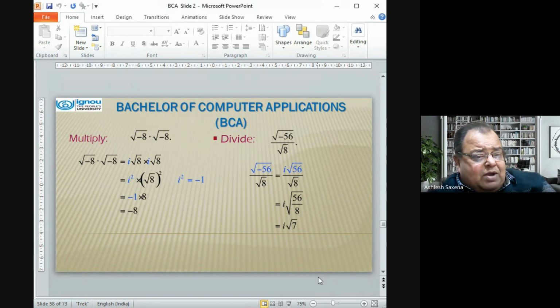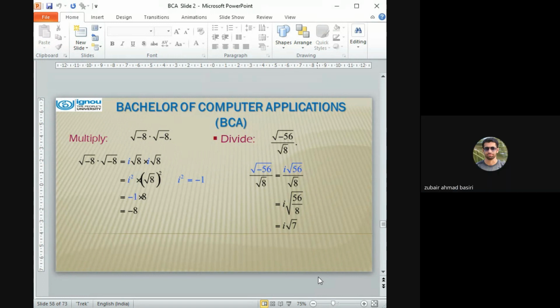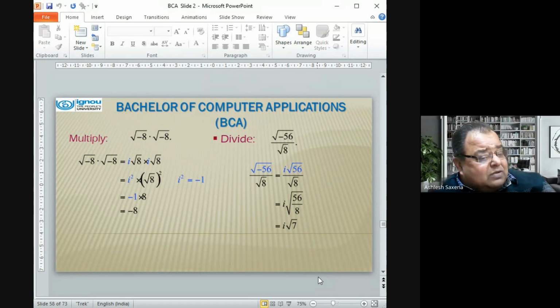Till now, we were always aware that numbers are positive and their square roots can be taken for positive numbers. But now, I'm letting you know that it is minus 8 under root. Minus 8 means minus 1 into 8, and minus 1 under root is iota, and 8 is under root 8.